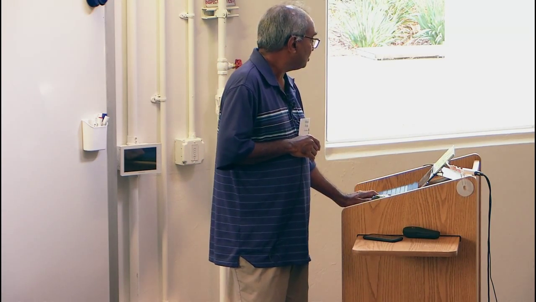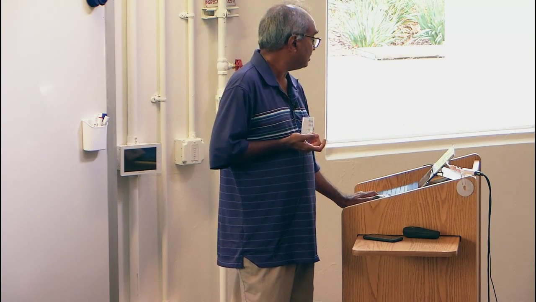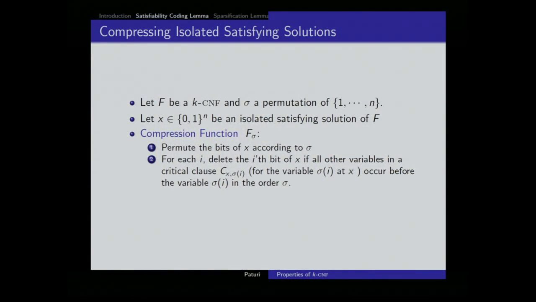Okay. So to put this into practice, we take a k-CNF, we take a permutation. So let's fix an isolated solution. And we use the following algorithm to compress the solution X. So we fix a permutation, and we look at the next bit according to the permutation.